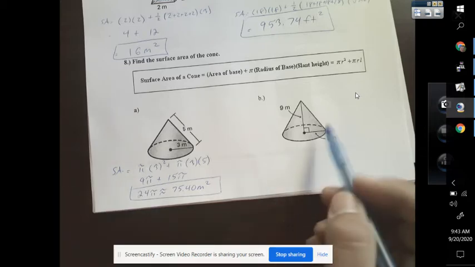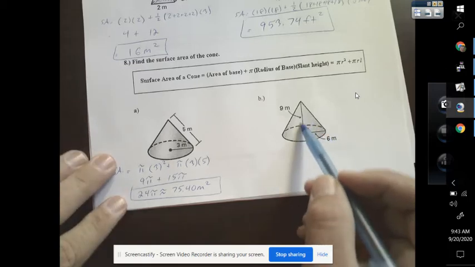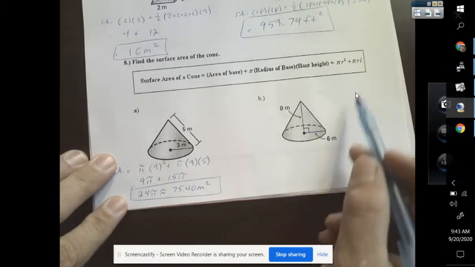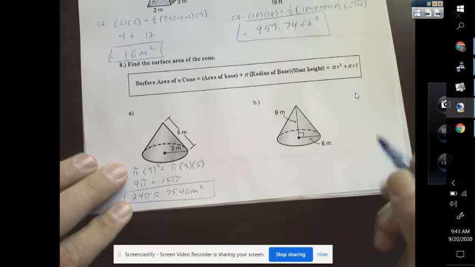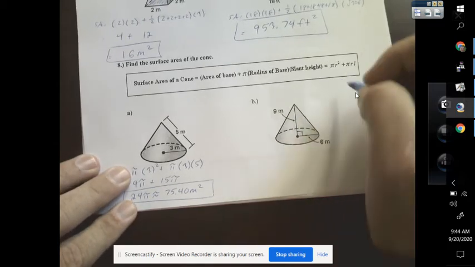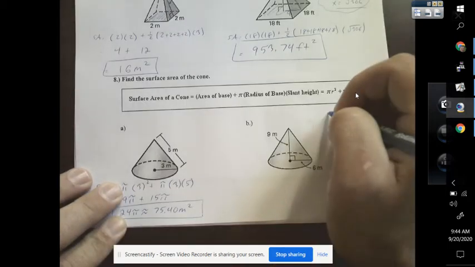If I look at part B, I've got my radius. Now this is my normal height. I want my slant height, and it changes depending on what we're trying to find. So I'm going to have to use good old Pythagorean theorem again. Luckily, this time, notice it's different from the one we did up here. They're just telling me that this is not 6.